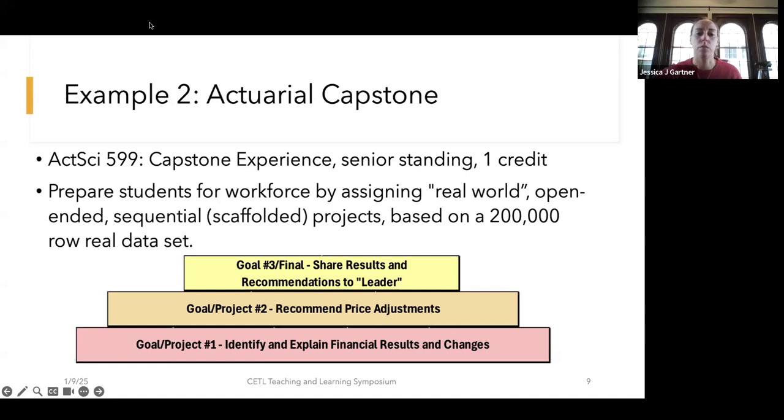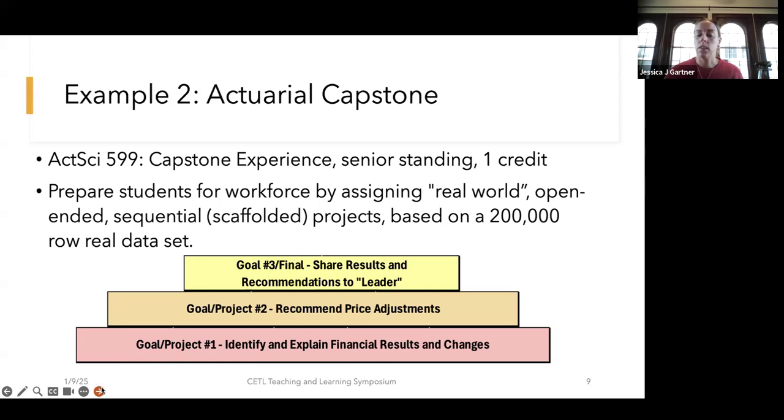And so for us to do this, we assign sequential projects and they kind of build on each other. So I set up these stepping stairs here, this little pyramid. So we have our first goal, then our second goal, and then our third goal. The first goal, that red box on the bottom, is really to identify and explain the data set that I mentioned. And it's really the financial results and the financial changes in that data set. And that's really the foundation for this entire project. In order to be successful for the rest of the semester, they have to be successful at this first goal. So we have to get them to that point.